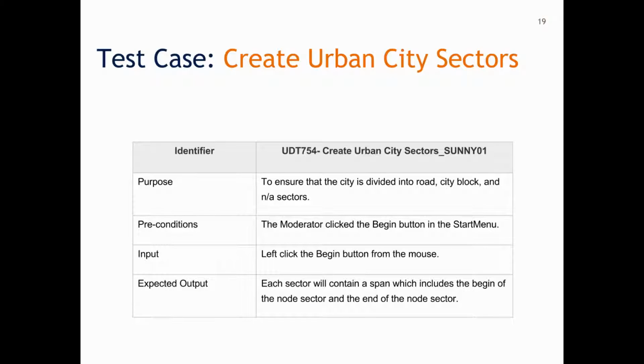Here is a test case of create urban city sectors, sunny. The purpose is to ensure that the city is divided into a road, a city block, or if it's none of these, it will be an NA sector. The precondition is that the moderator clicks the begin button in the start menu. The input is the left click on the begin button from the mouse. The expected output is that each sector will have a set of nodes that represents the city.